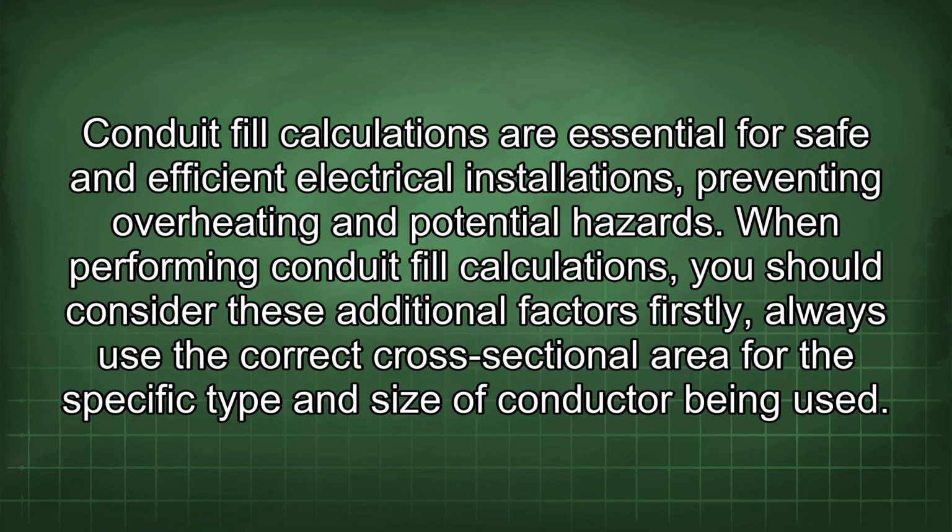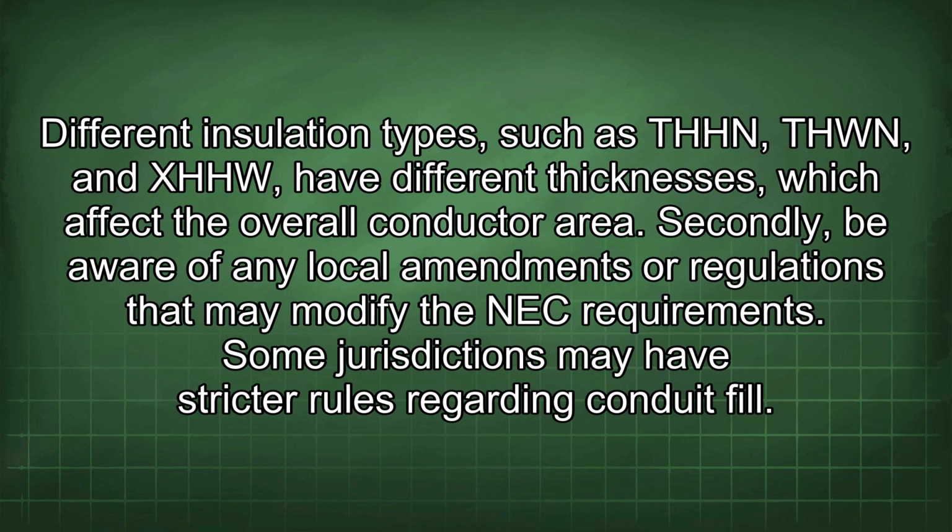Firstly, always use the correct cross-sectional area for the specific type and size of conductor being used. Different insulation types, such as THHN, THWN, and XHHW, have different thicknesses, which affect the overall conductor area. Secondly, be aware of any local amendments or regulations that may modify the NEC requirements. Some jurisdictions may have stricter rules regarding conduit fill.